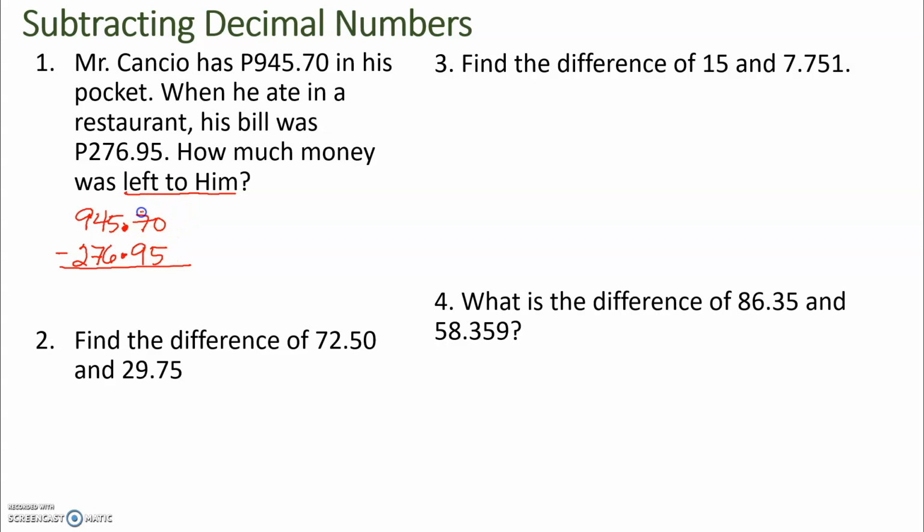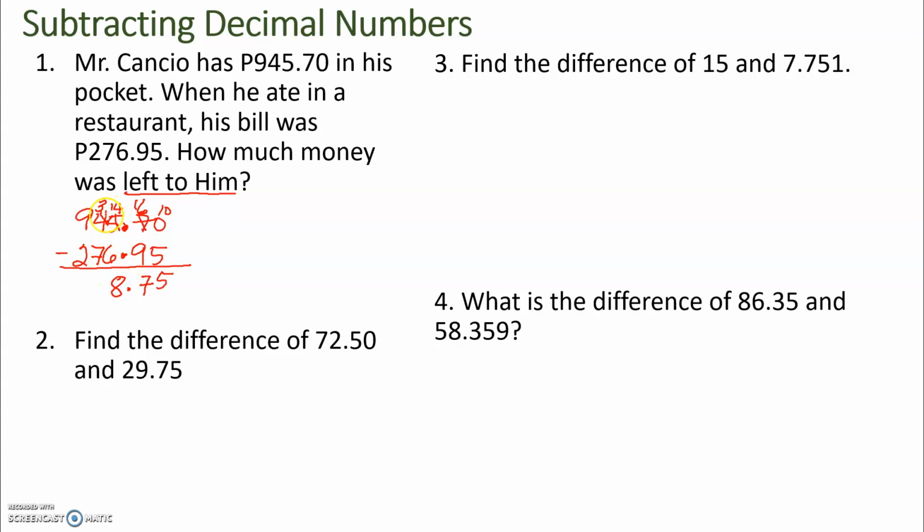So 0 minus 5 cannot be. So we will borrow from 7. 7 becomes 6. And then this 0 will become 10. 10 minus 5 equals 5. Then 6 minus 9 cannot be also. So we will borrow from 5 here. 5 becomes 4. And 6 becomes 16. 16 minus 9 equals 7. Okay, so 4 minus 6 cannot be also. So we will borrow from this 4 here. This becomes 3, and this 4 here becomes 14. 14 minus 6 equals 8.